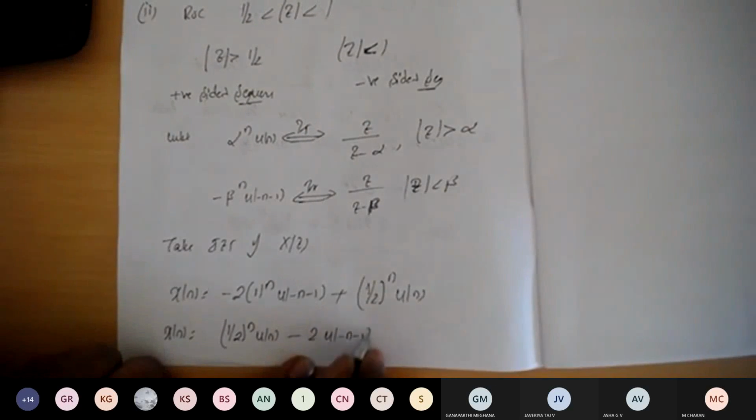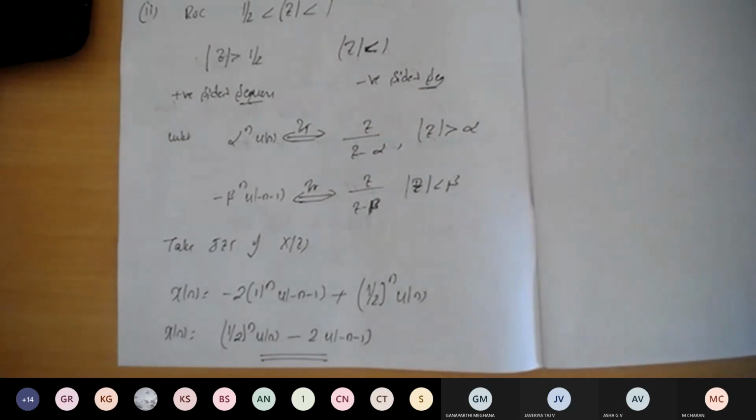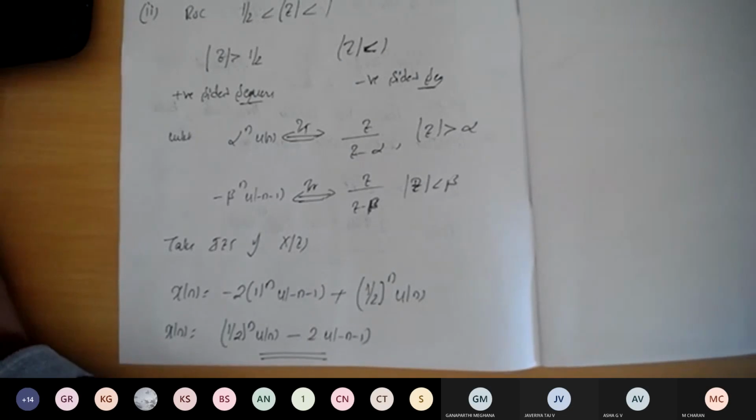u of minus n minus 1. So this is the inverse Z transform. Okay, so this is for the inverse Z transform.